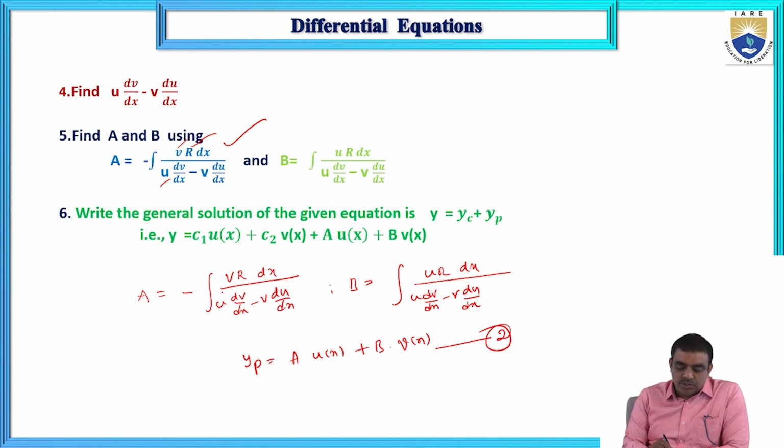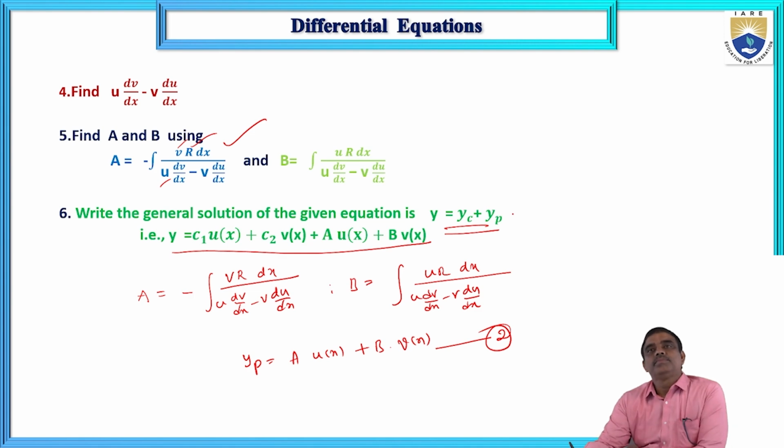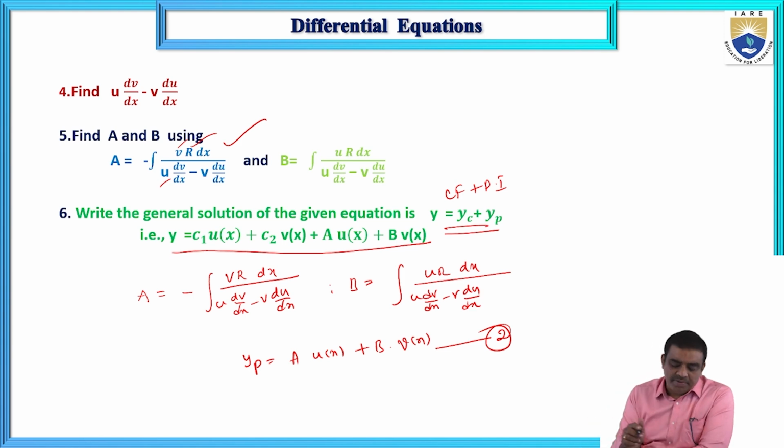Then the general solution will be y is equal to yc plus yp. The complementary function plus particular integral is the general solution of the given problem. So the complementary function is c1 u of x plus c2 v of x, and the particular integral is a into u of x plus b into v of x. So it is the procedure to apply the method of variation of parameters.